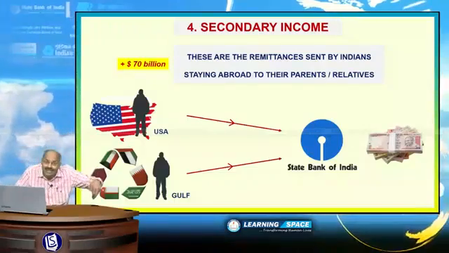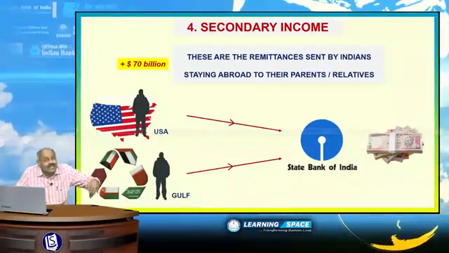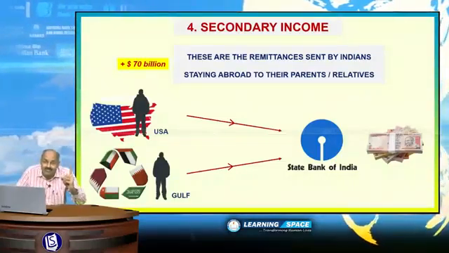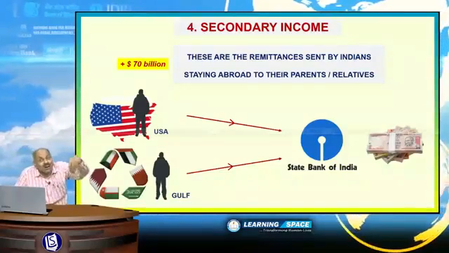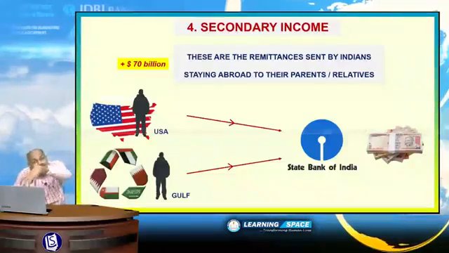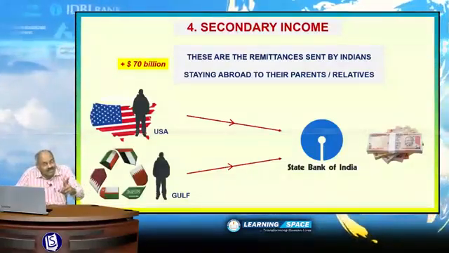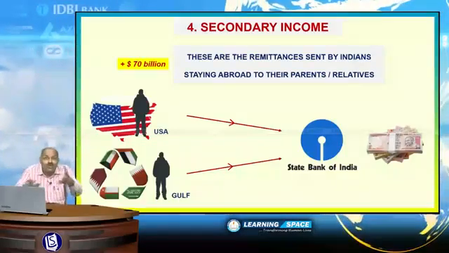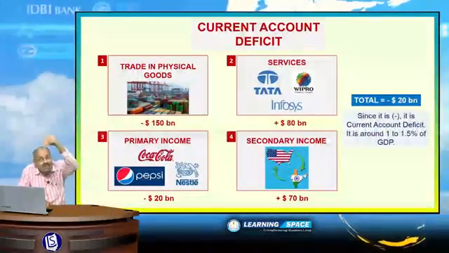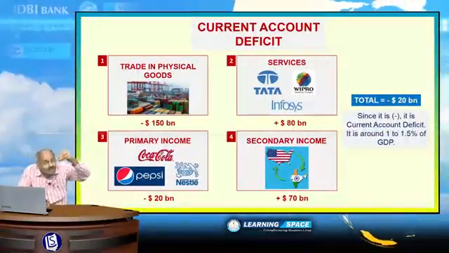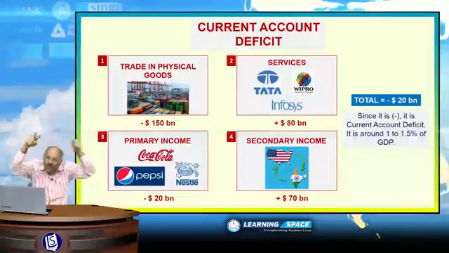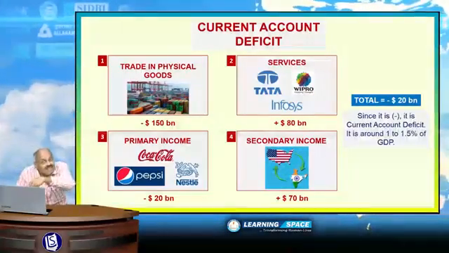That is foreign remittances. Every year we get around $70 billion of foreign remittances. That is plus for our country. So, secondary income is the remittances sent by Indians staying abroad to their parents or relatives. This is plus 70 for our country. So, as a whole in current account, trade in physical goods is minus 150, services is plus 80, then primary income comes to minus 20, secondary income comes to plus 70, put together it comes to minus 20.